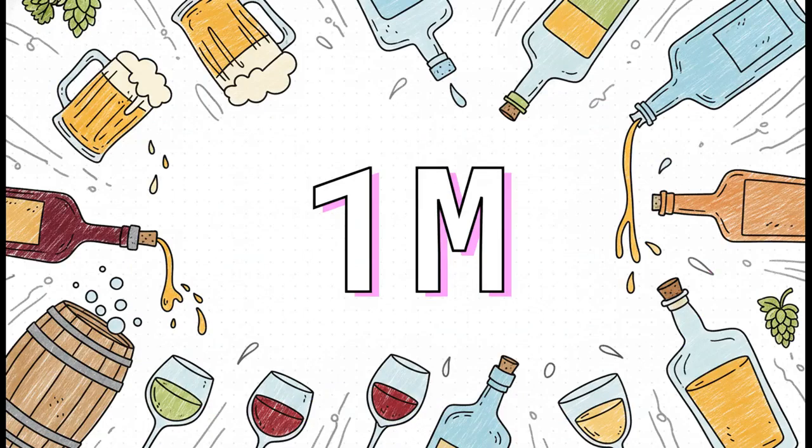First up, we've got the volume of products sold, and that's measured in millions of hectoliters, or MHL. This is basically your ultimate baseline indicator of scale.